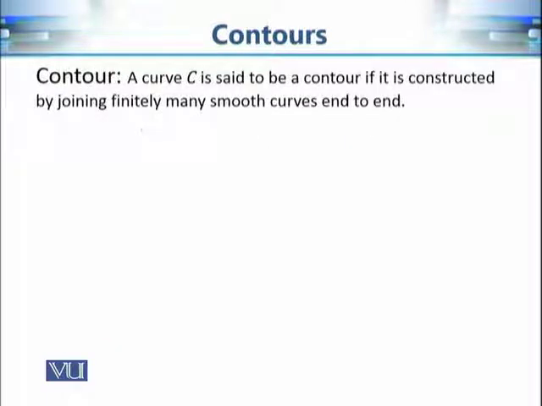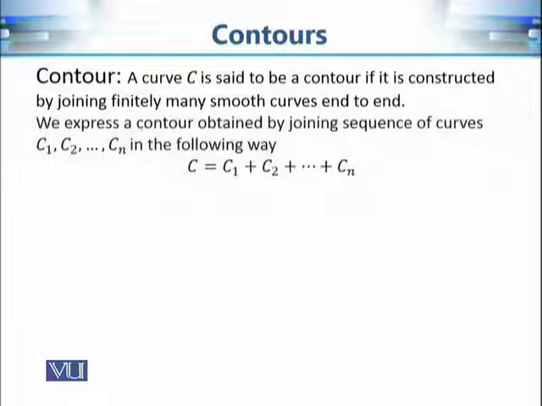Now we are able to define the main terminology of this sequence of two modules, which is the contour. A curve C is said to be a contour if it is constructed by joining finitely many smooth curves end to end. So for example, if there are n curves, then we can join them end to end. In other words, the terminal point of C1 is the initial point of C2, and similarly the terminal point of C2 is the initial point of C3. The terminal point of Cn minus 1 is the initial point of Cn.